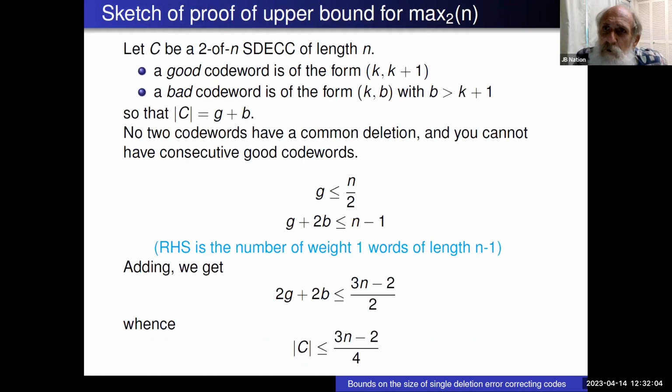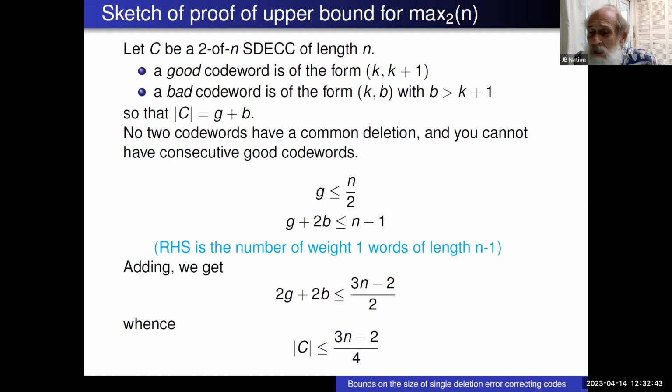Okay, so if you have a 2 of n code, there are good code words that look like k, k plus 1. What's good about them is they have only one deletion. So if you look at, say, 1, 2, a 1, 1 and all zeros. If you delete the first one, you get a 1 and all zeros. But if you delete the second one, you get a 1 and all zeros. In other words, it's the same thing. It doesn't matter which one you cross out.